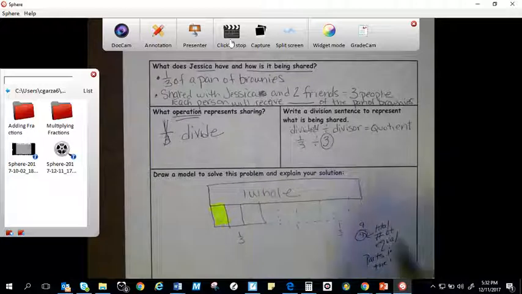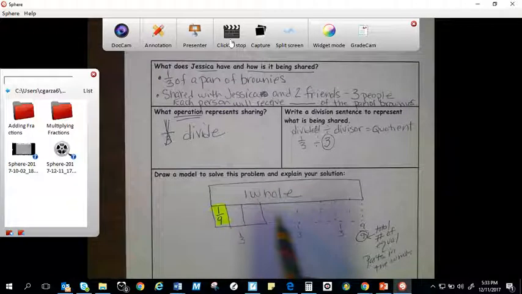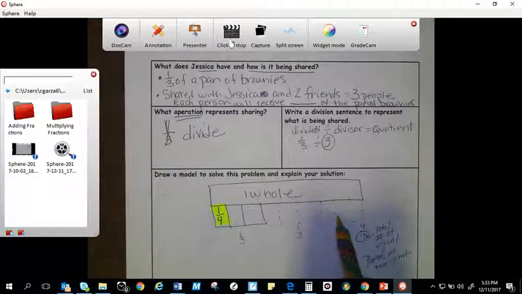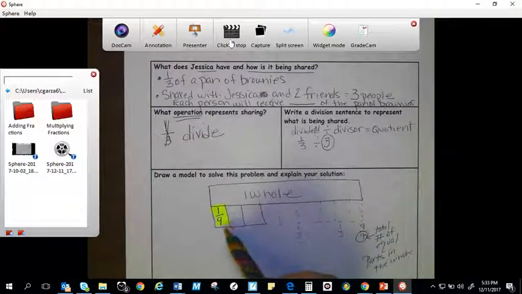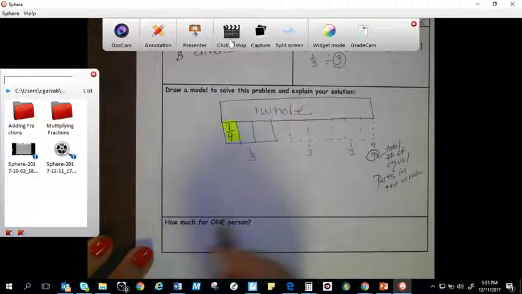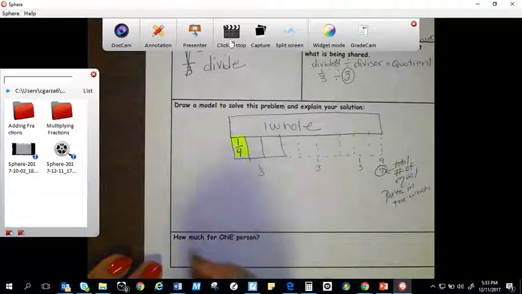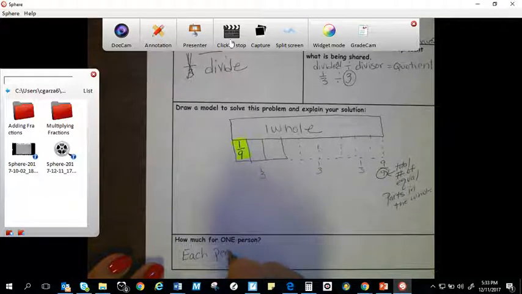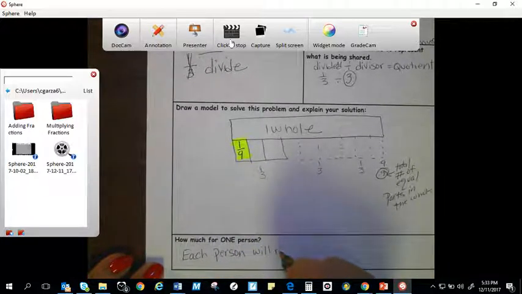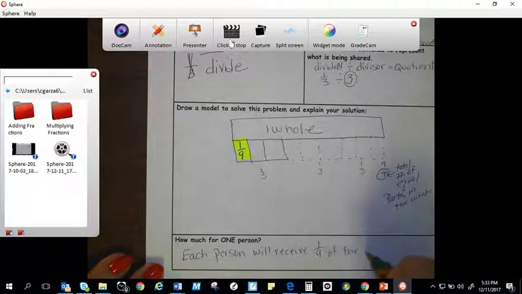Okay? So now if this is 9, the value of this 1 part is 1/9, because then this would be 2/9, 3/9, 4/9, 5/9, 6/9, 7/9, 8/9, and 9/9. And so each part is 1/9. So how much for one person? Absolutely right. So here, I know that I'm going to have 1/9 of the pan of brownies go to each person. So each person will receive 1/9 of the pan of brownies.